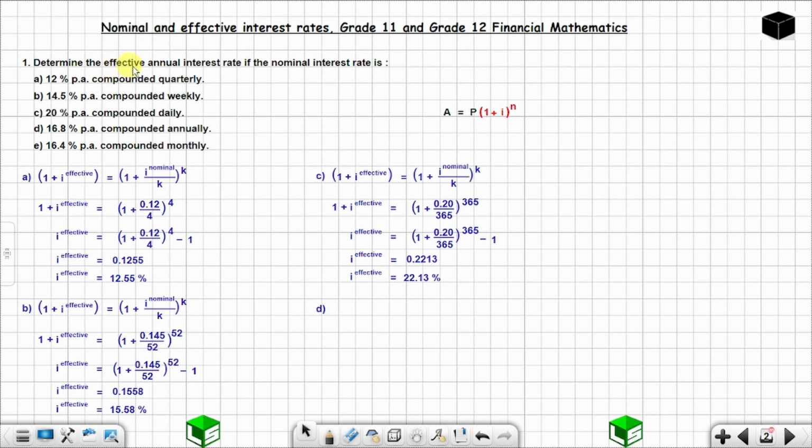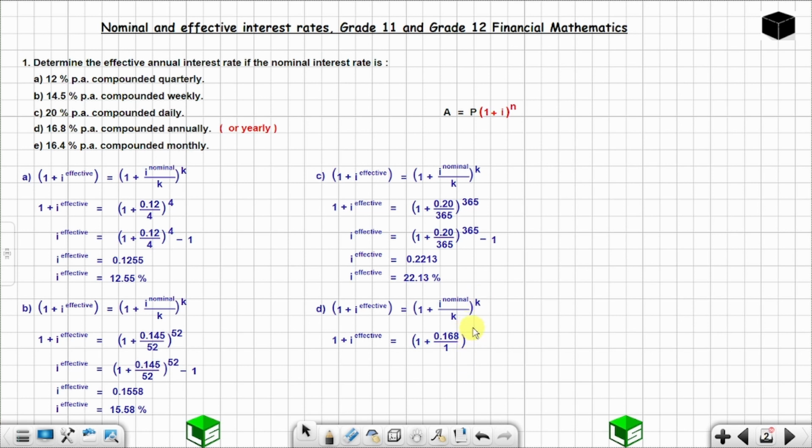Okay, now question D. Determine the effective annual interest rate if the nominal interest rate is 16.8% per annum compounded annually or compounded yearly. They can say compounded annually or compounded yearly, still the same. So we're still going to use the same formula. Now you have 1 plus effective annual interest rate, equal to, in bracket, 1 plus the nominal interest rate, 16.8% divided by 100, you are going to have 0.168 over k. Annually, so once a year, k is equal to 1. You close your bracket to the power of 1.